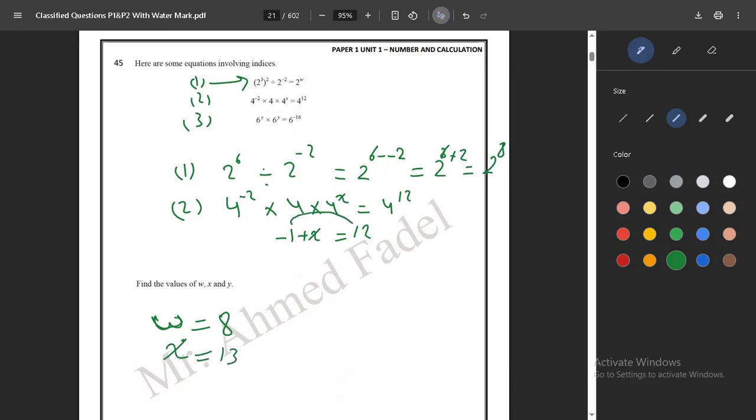Move the negative 1 there with the opposite sign. So it's going to become x equals 12 plus 1, which is also 13. So you can do it mentally.